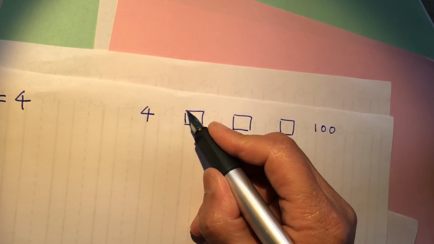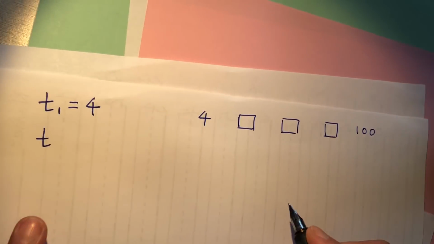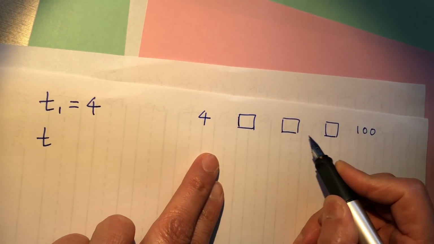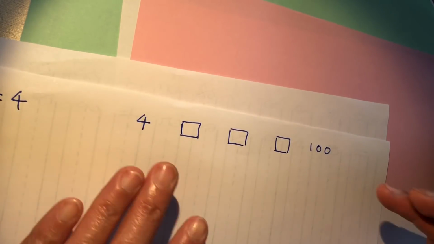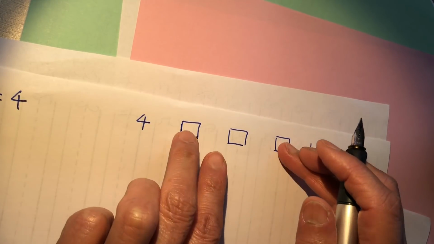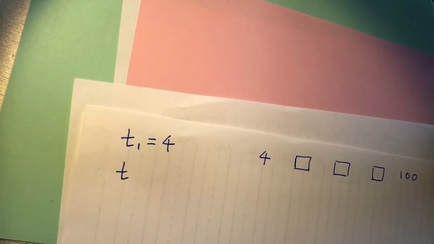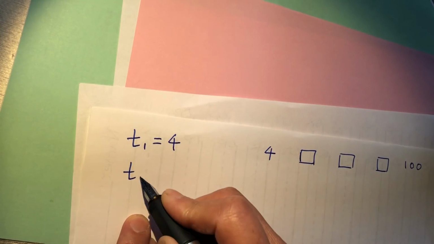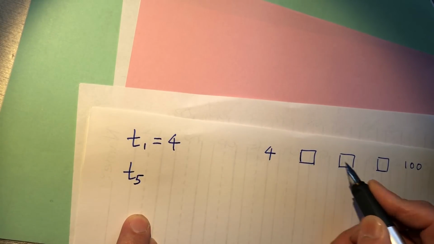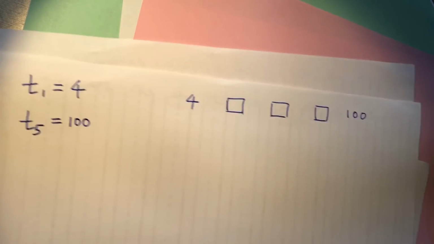So for this one, they are not the same difference, but they have the same rate. So T1 is 4, 1, 2, 3, 4, 5. Totally we have 5 terms: 3 in the middle to add in, and 2 at the extremities to enclose this number series. So T5 equal to 100.